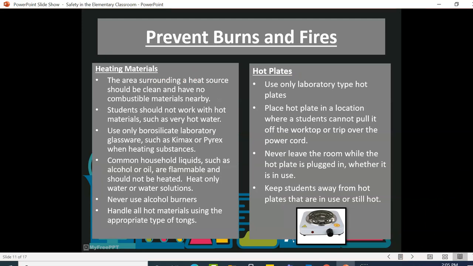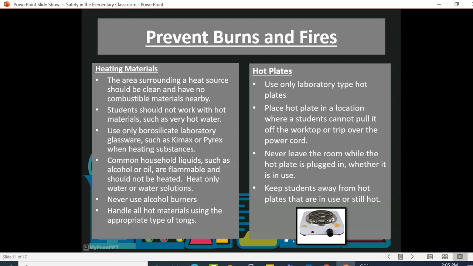Preventing burns and fires. Some things to consider when heating materials. The area surrounding a heat source should be clean and have no combustibles nearby. Students should not work with hot materials such as very hot water. Not all glass can handle the stress of being heated, so don't use household glass. Use only borosilicate laboratory glassware such as Pyrex when heating substances.